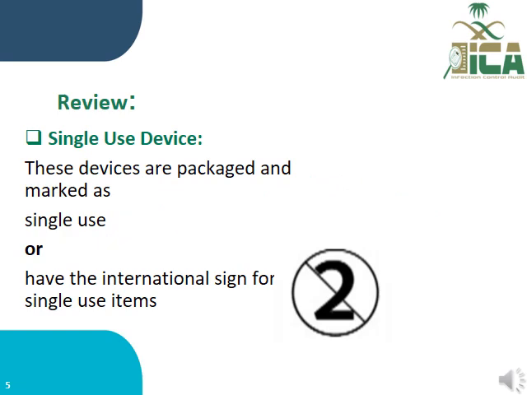How do we know that this device is single use or not? All single-use devices should be packaged and marked as single use. There is either "single use" written on them, or they have the international sign for single-use items. This is the sign for single-use items. It looks like the number 2 with a slash over it.